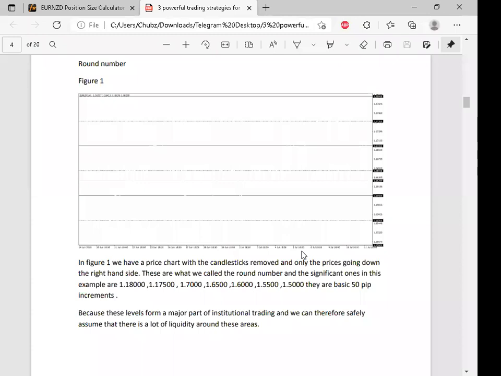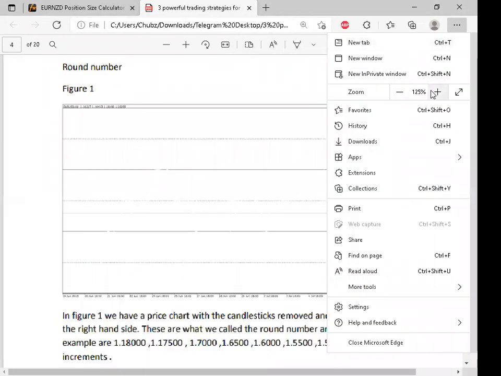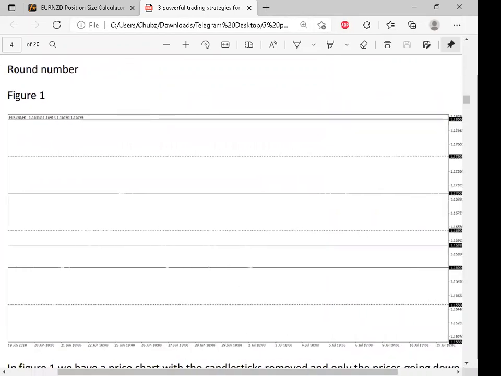Okay, now we have a chart with candlesticks removed. You only see the price going down on the right hand side. So let me try and zoom in a bit. Even I can't see this. My screen is a bit bigger. I think this should work.